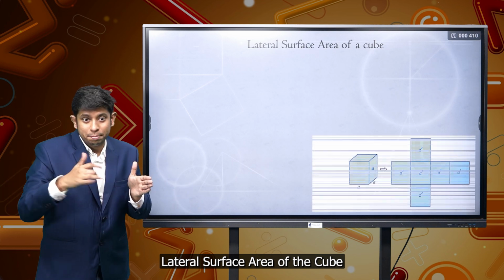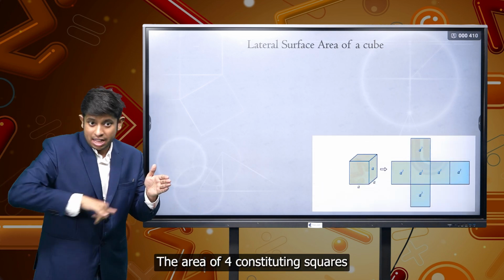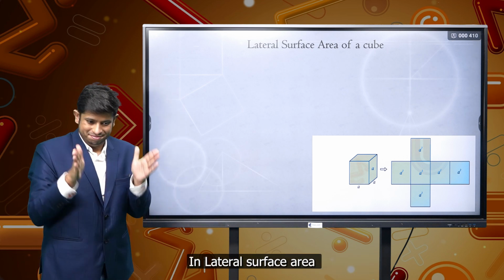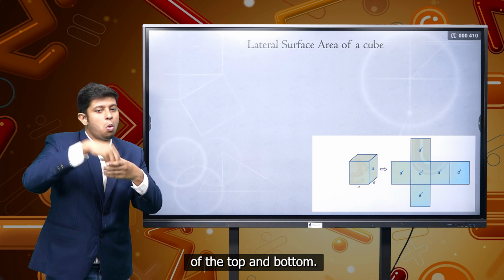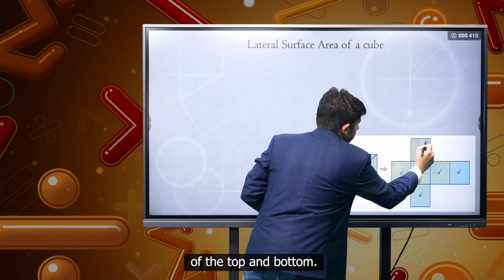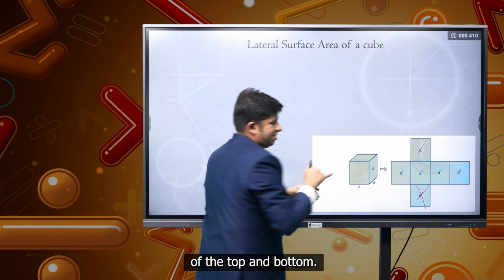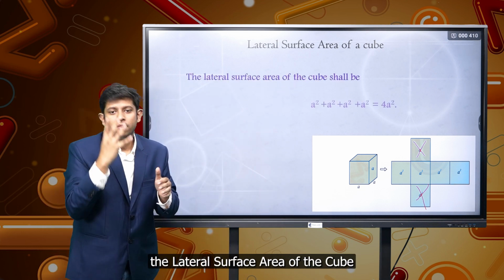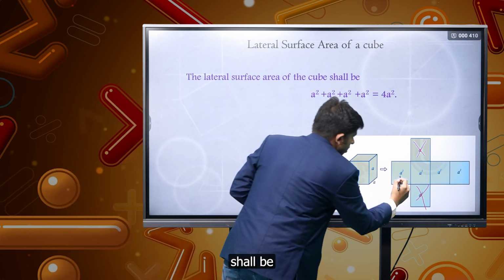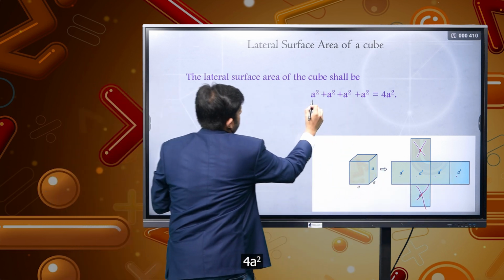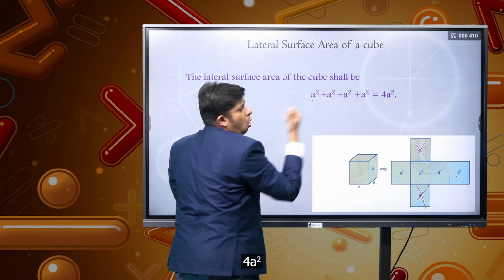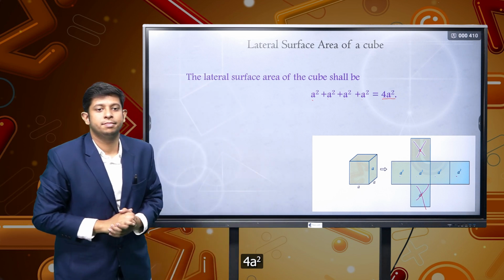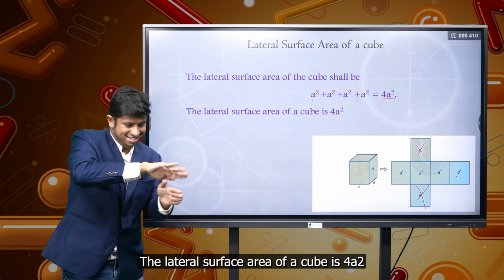Lateral surface area of the cube. The area of 4 constituting squares gives us the lateral surface area of the cube. Lateral surface area does not include the area of the top and bottom. The lateral surface area of the cube shall be 4A square. The lateral surface area of a cube is 4A square.